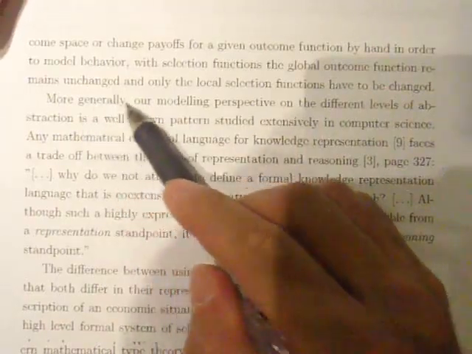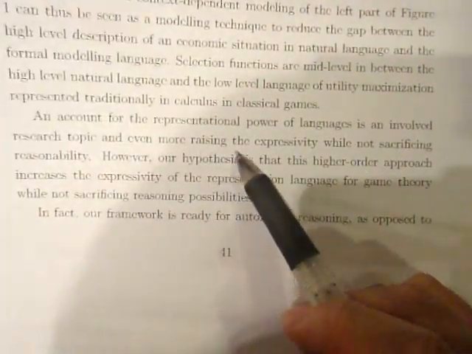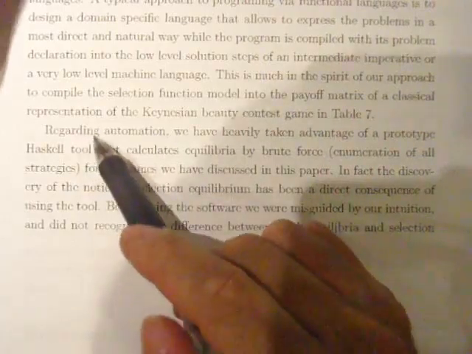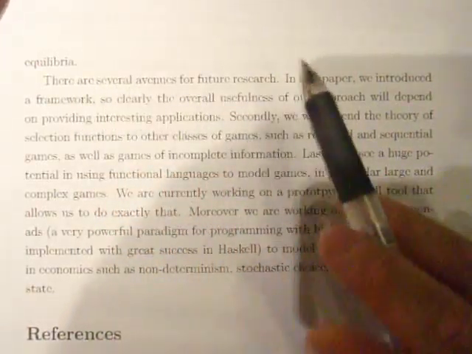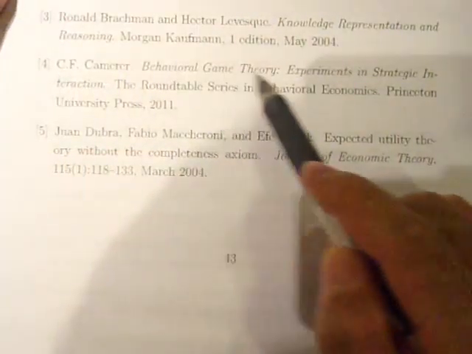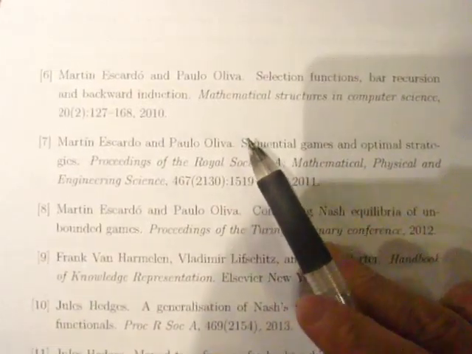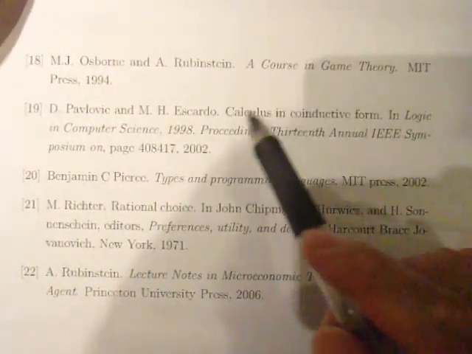Secondary entering function performance formal coordinate station. More general modeling philosophy defined level of system with the pattern action computer science. Account the reference power algorithm involved research member recursion. Context dependent classic modeling. We got the automated hub that take advantage of prototype and cultural equivalents. There are several advantages of future research. Reference. Selection function, include background, limit, mathematical structure. Auto reference include the performance, due to economics. Calculate convention form, computer science, for singing.